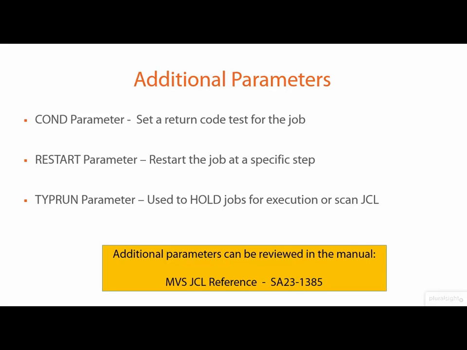There are additional parameters available beyond those that we have mentioned already, and any additional review that you want can take place in the MVS JCL reference manual. Be aware that there are a lot of parameters that can be coded, but they are rarely, if ever, used. And as a result, we haven't presented a lot of these more obscure parameters simply because of their low prevalence in the actual runtime environments.